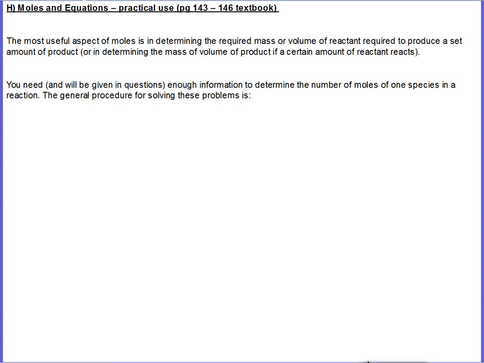And the general procedure for solving these problems is, first of all, you write the balanced chemical equation, and you've got to make sure your formulas are correct, so please make sure you use your cross method. Get your equation balanced first. If your equation is not balanced and your formulas are wrong, you won't be able to solve these problems.